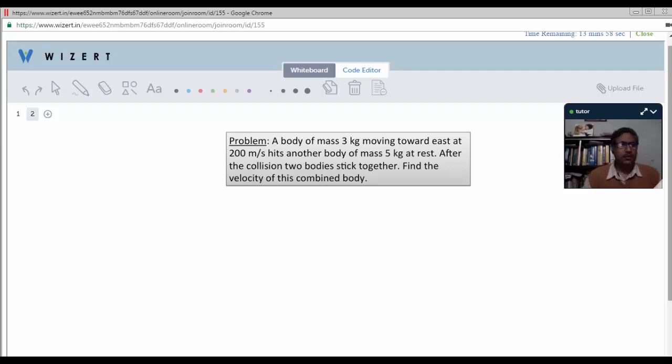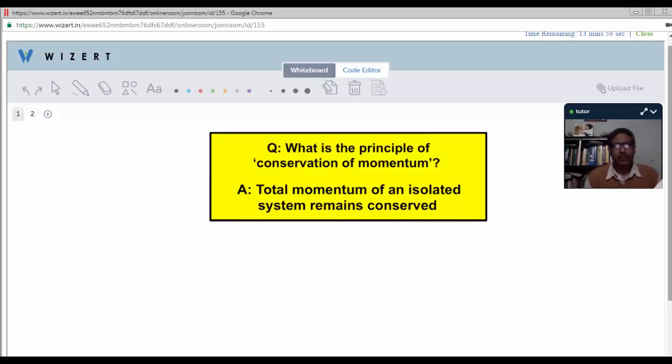Today, I'll show you one application of the principle of conservation of linear momentum. What is the principle of conservation of linear momentum? As you see written on the board, the total momentum of an isolated system remains conserved.